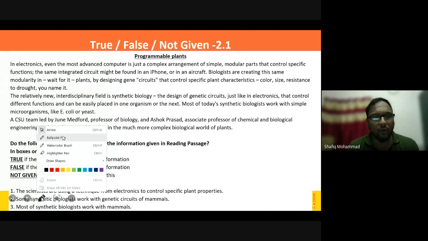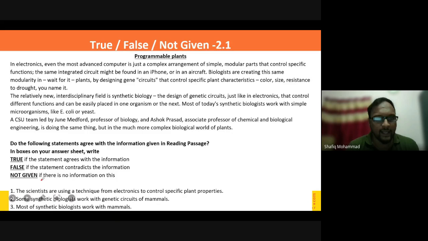So, just give me 1 second. Yes. So what are the keywords here? Obviously, the scientists are there. That is a keyword. Okay, scientists. Then we have electronics, specific plant properties. So we all have those things here.